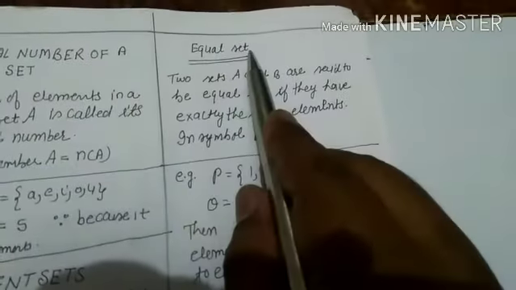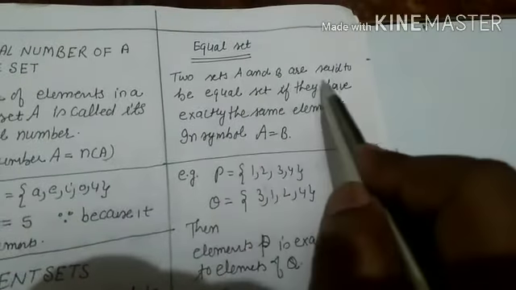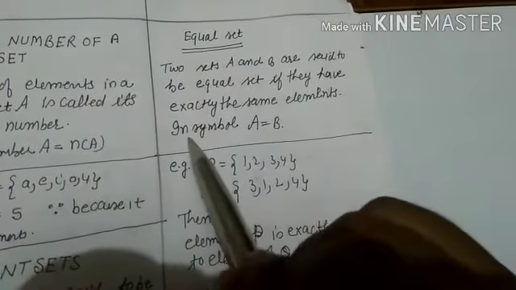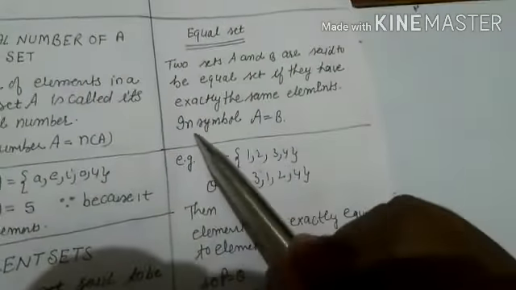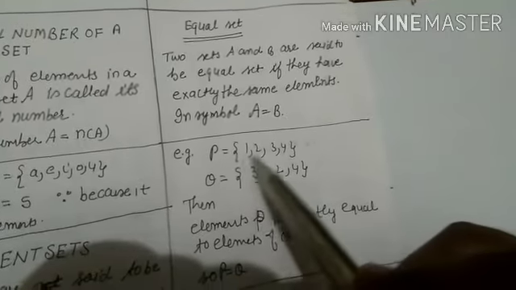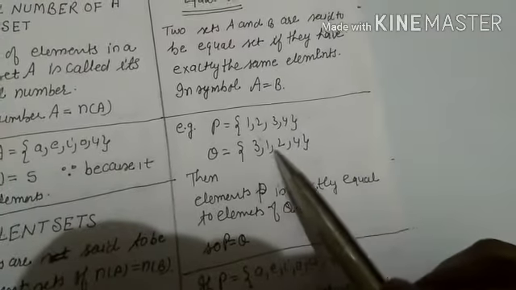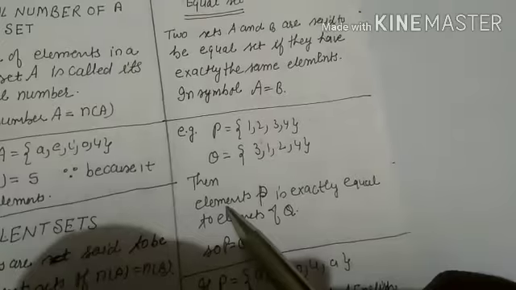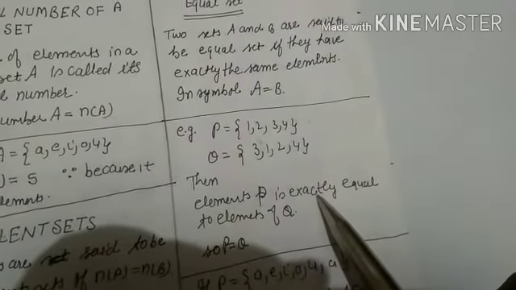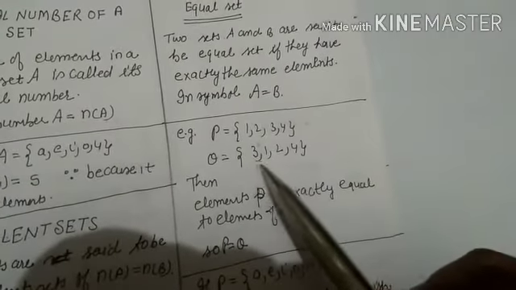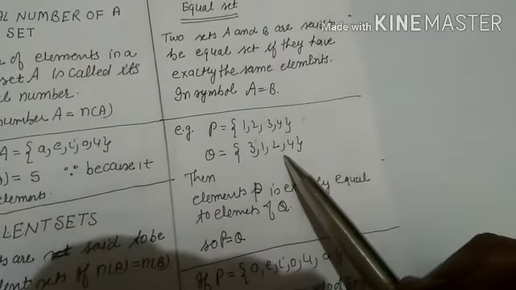Now we are coming to equal sets. Two sets A and B are said to be equal if they have exactly the same elements. In symbols we write set A is equal to B. Let us also try to understand it with the help of an example. If P is a set of 1, 2, 3, 4 and Q is a set of 3, 1, 2, 4, then the elements of P are exactly the same as the elements of Q. Whether they are written in the same order or not does not matter in a set. So they are equal sets. So P is equal to Q.